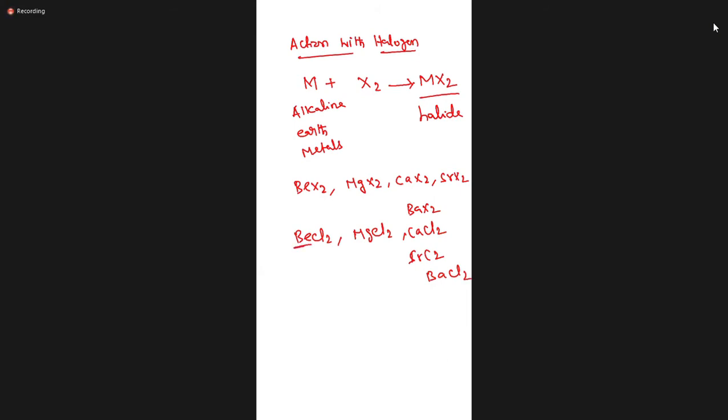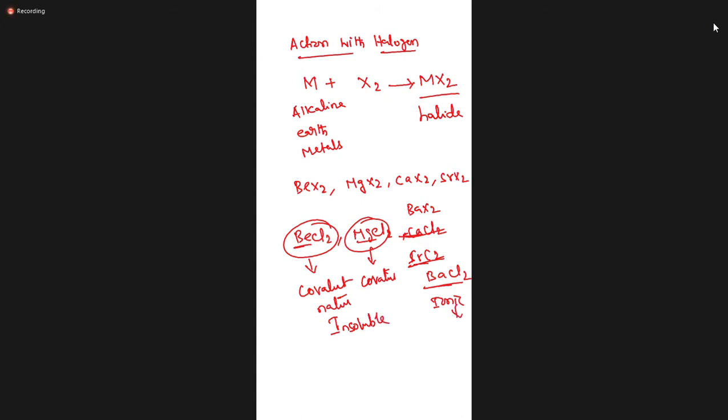Down the group, metallic character increases. So BeCl2 is what type of nature? Covalent nature. MgCl2 also covalent nature. Rest of the chlorides are ionic nature. The covalent ones are insoluble in water, but the ionic ones are soluble in water. The covalent ones are soluble in organic solvents such as alcohol and ether.